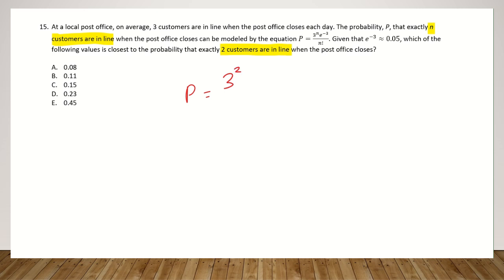So put a 2 in for the N, and then they also tell us that e to the negative 3 is approximately 0.05. Okay? So 3 squared is 9. Now you have this factorial.